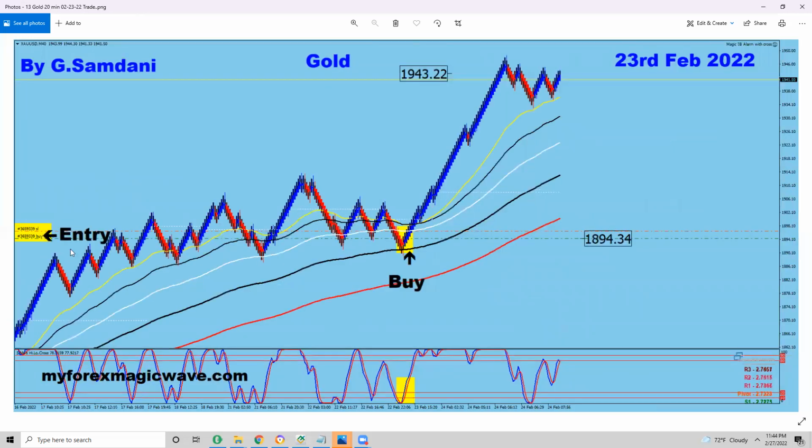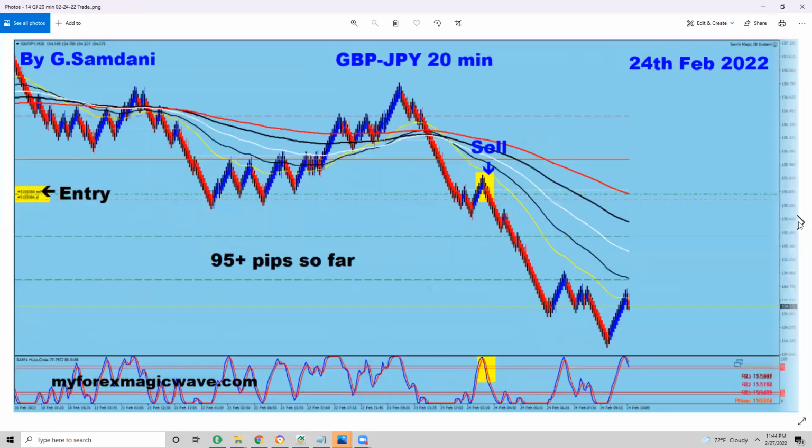This is a gold trade here, buy order. Look at that. All of these were entries. This one, this one, this one, this one, this one. And then here, Pound Yen. Again, like I said, Pound Yen, we call it the dragon, right? A big mover. So 95 pip from here to here.